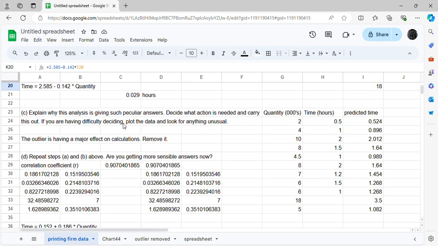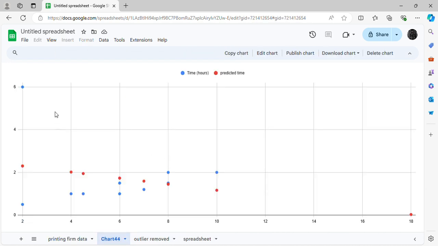Explain why this analysis is giving such peculiar answers. Decide what action is needed and carry this out. If you are having difficulty deciding, plot the data and look for anything unusual. So the outlier is having a major effect on calculations. We need to remove it. As you can see in this chart, the outlier at quantity 2000 sheets and time 6 hours is having an effect.